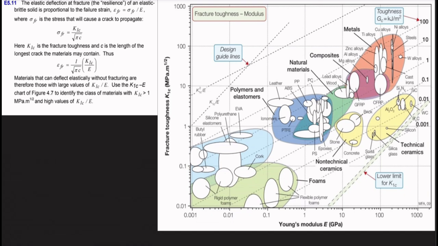So take a second, pause the video and read the question. If you've read the question, you can see that whatever they are talking about from here up to this point, they are talking about the relationship between the fracture stress and the fracture toughness. So that's what they are talking about over here.